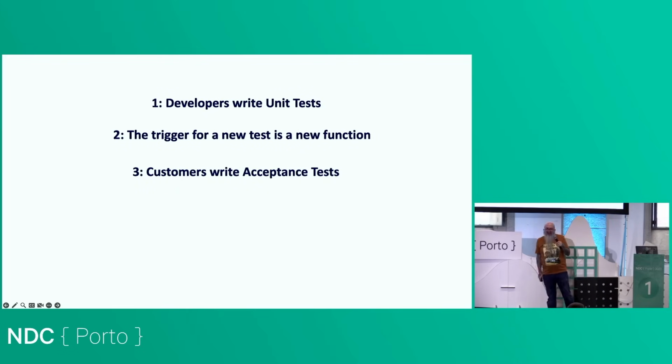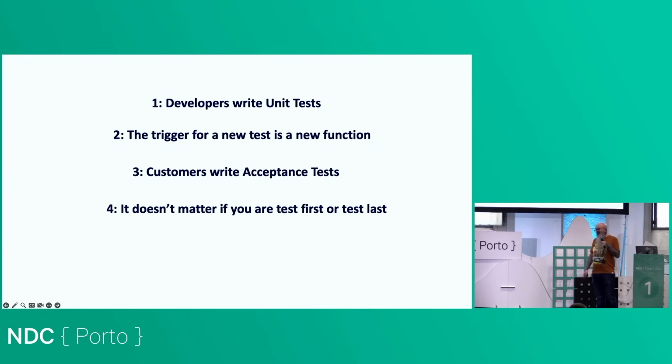Customers write acceptance tests, right? It's less of a fallacy, just more of a, it just doesn't happen, right? But customers write acceptance tests means just give up on those tools like Spec for fitness, right? Honestly, really, just give up.